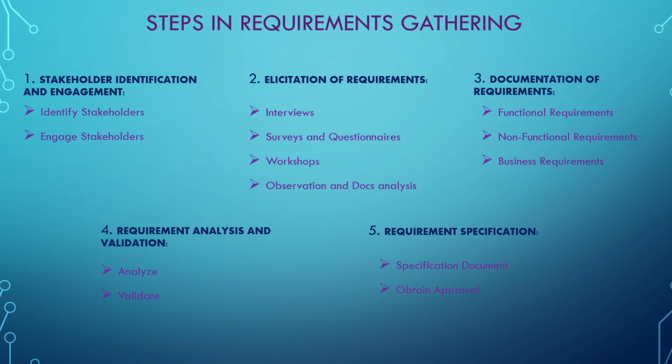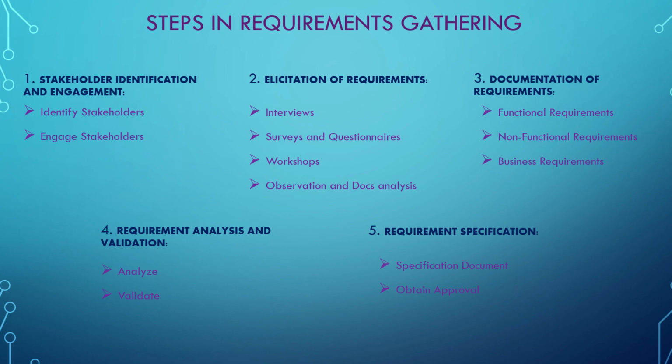2. Elicitation of requirements. Conduct one-on-one or group interviews with stakeholders to understand their needs and expectations. Distribute surveys and questionnaires to gather information from a larger audience. Organize workshops to facilitate discussions and brainstorming sessions among stakeholders. Observe end users interacting with the current system to identify pain points and areas for improvement. Review existing documentation, such as business process documents, user manuals, and system specifications.